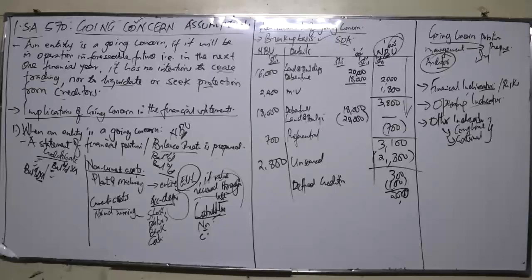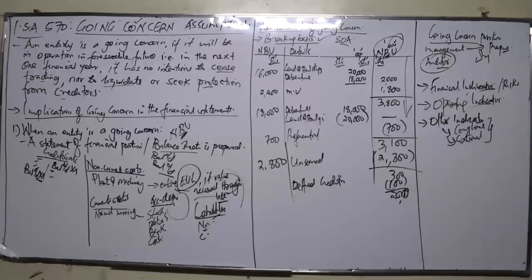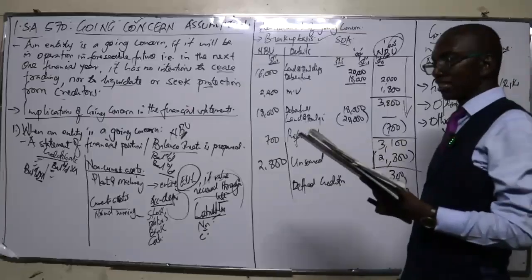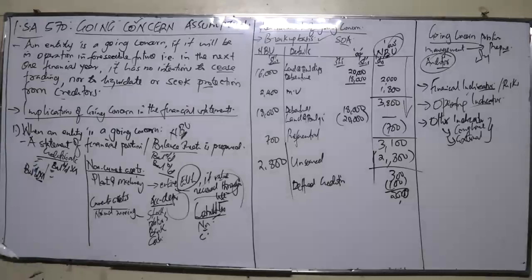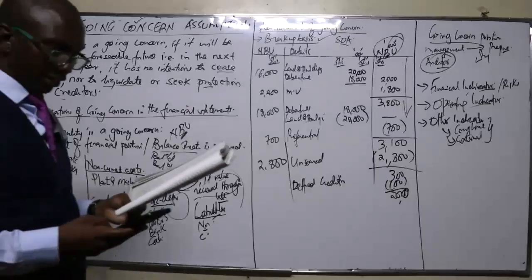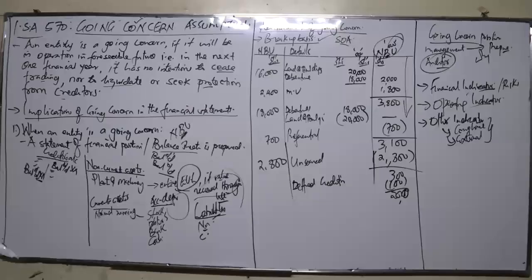Number three, external factors. Number four, the budget and strategic plans. Number five, other factors written in the going concern.